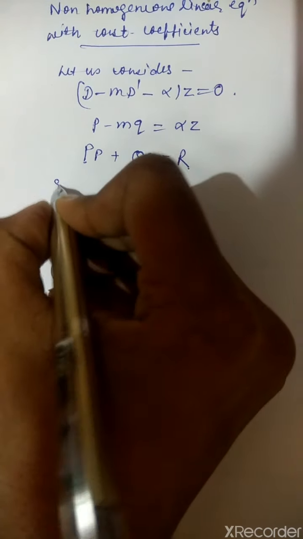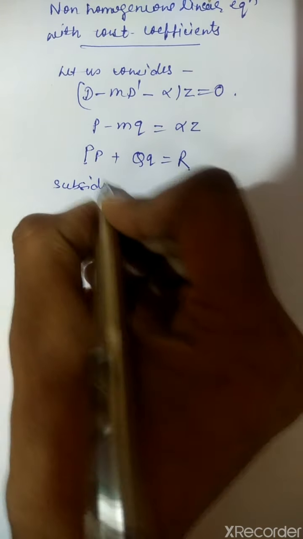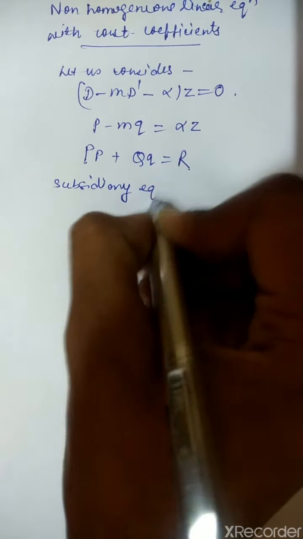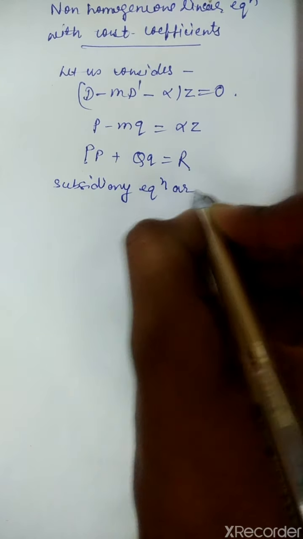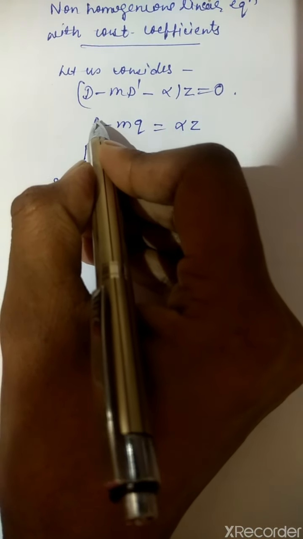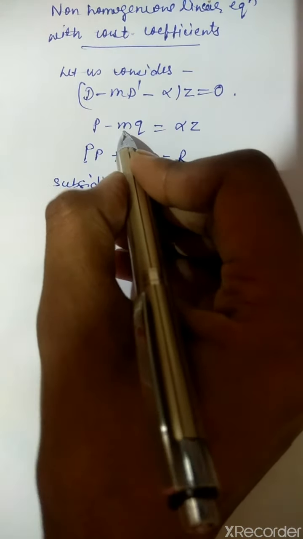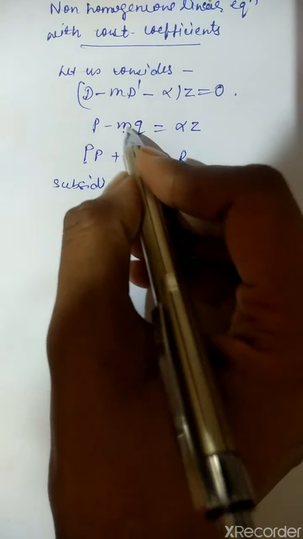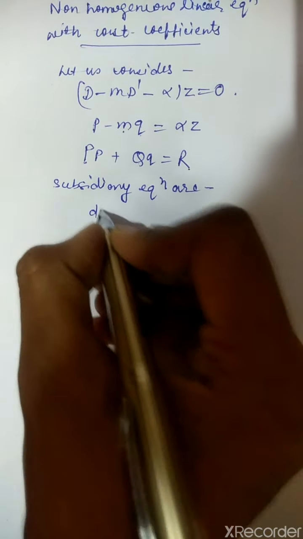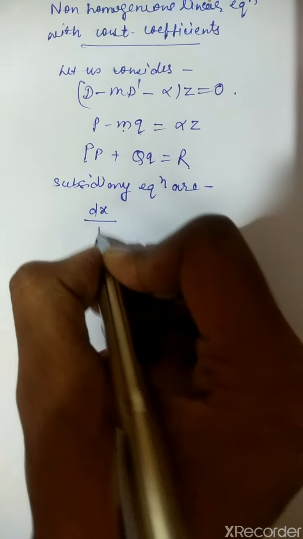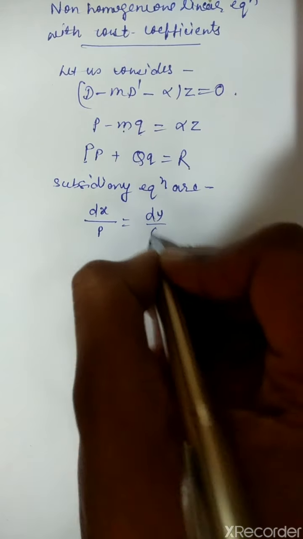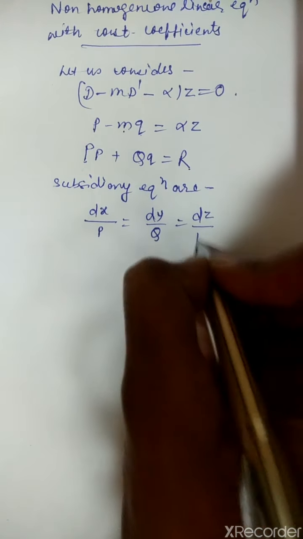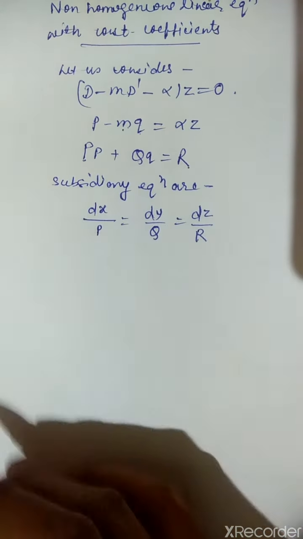So the subsidiary equations are: here we have p, then p - mq, so here Q is the coefficient of q, and here it is m in place of Q. So we will write it as dx divided by P = dy divided by Q = dz divided by R. This is the equation we will solve.